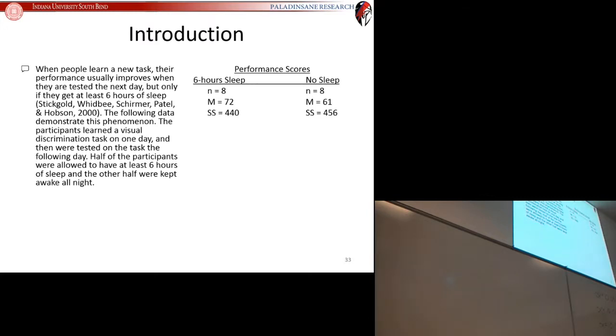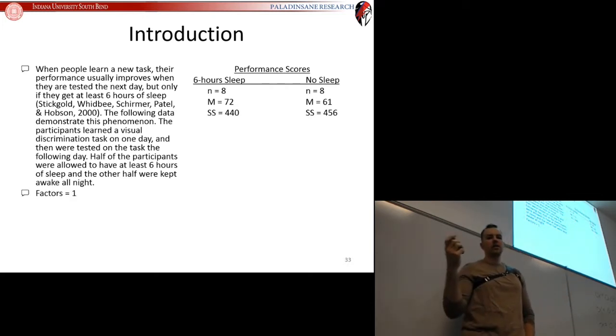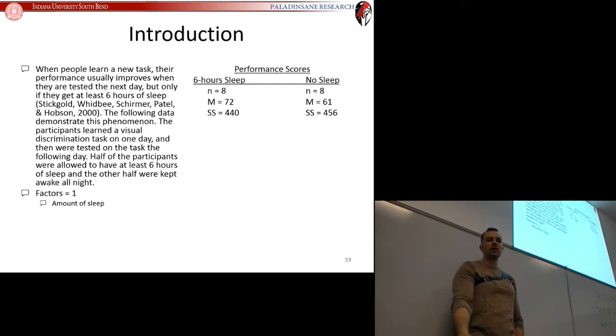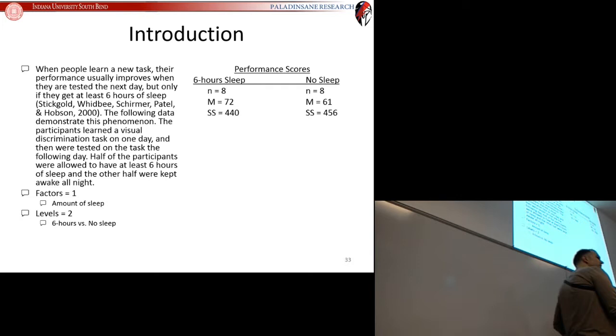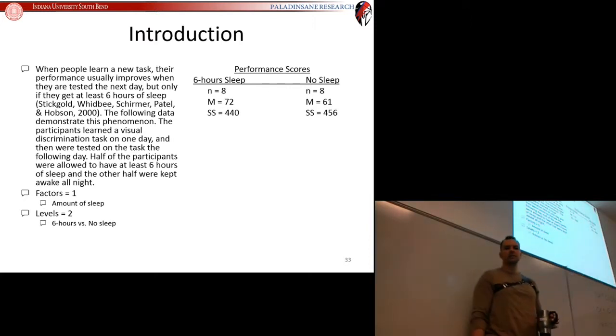For this example here, we didn't see this one yet, but we'll go through it. When people learn a new task, their performance usually improves when they are tested the next day, but only if they get at least 6 hours of sleep. The following data demonstrate this phenomenon. The participants learned a visual discrimination task on one day, and then were tested on the task the following day. Half of the participants were allowed to have at least 6 hours of sleep, and the other half were kept awake all night. So in this case, we're looking at sleep deprivation. That is your factor, the amount of sleep. And in this case, there's two levels. You either got 6 hours of sleep or you got no sleep. So once again, this would be a t-test appropriate hypothesis analysis.